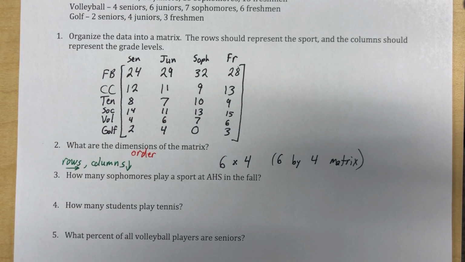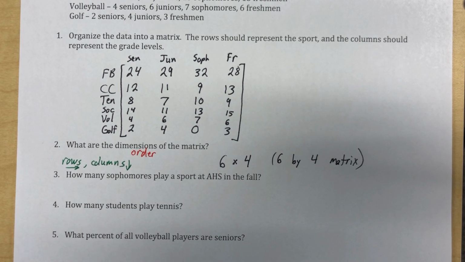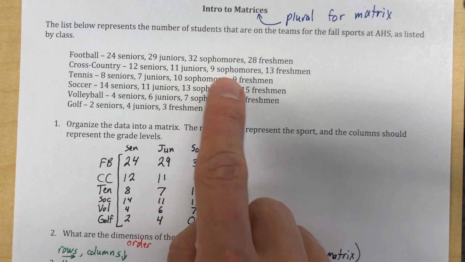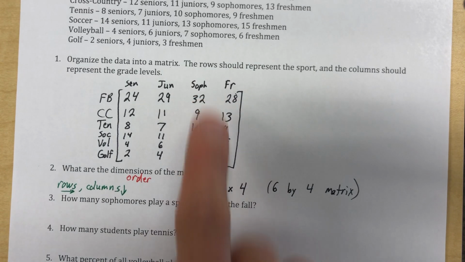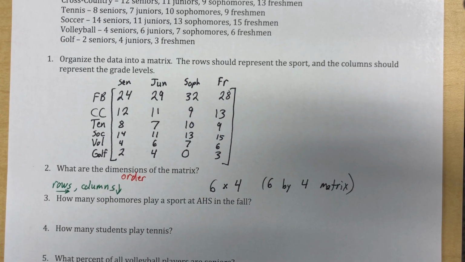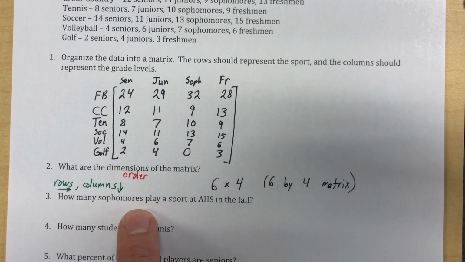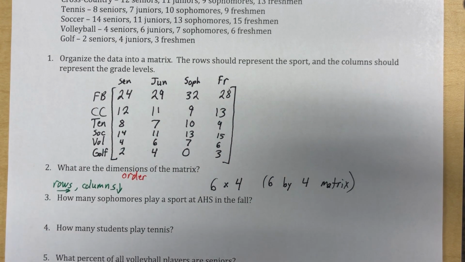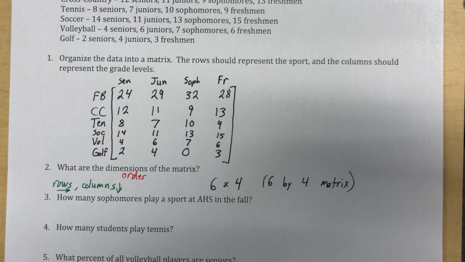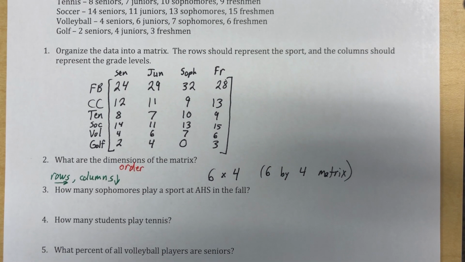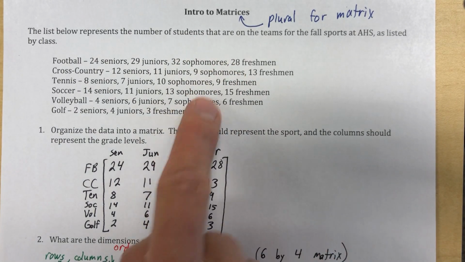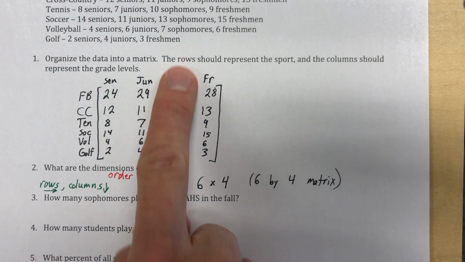Okay. So now we need to grab a calculator or some way of figuring out stuff. Now that we have all the data organized, we can do stuff with it. Okay, so again, you could look up here and say, oh, I have 32 sophomores and 9 sophomores and 10 sophomores, but now they're all in a row. Everything is neat and clean. So number 3, how many sophomores play a sport at AHS in the fall? Okay, so here's all our fall sports, and I just care about sophomores in order to answer this question. So all I need to know is this column. So again, one more time, you could have looked up here, but this is much cleaner and more direct.